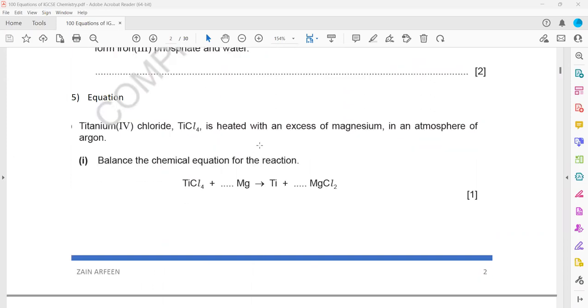Titanium 4 chloride is heated with an excess of magnesium in an atmosphere of argon. You have to write the balanced equation for that. You have titanium 4 chloride, so you put 2 for magnesium chloride, so chlorine is balanced, magnesium is 2 and titanium is 1. So this equation is balanced, you just have to put 2.